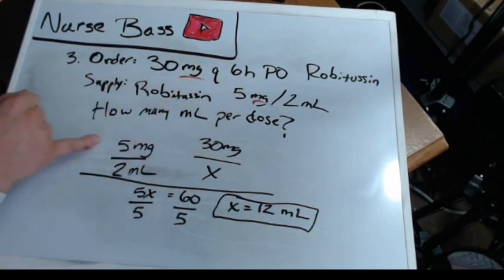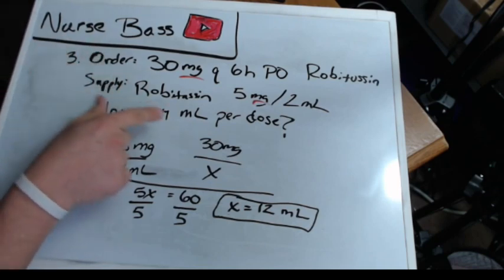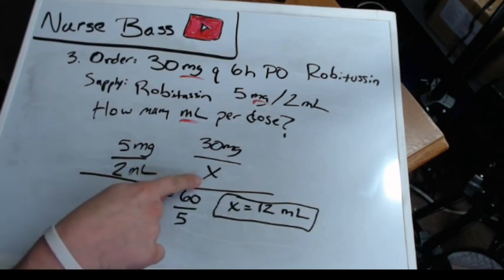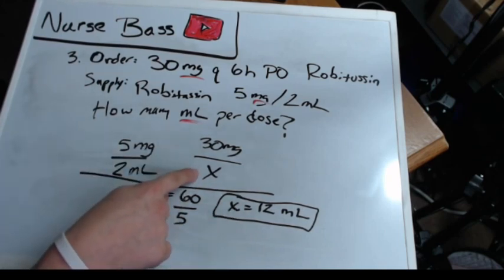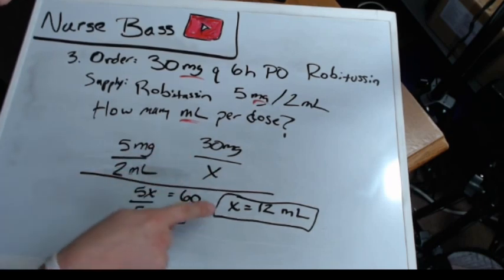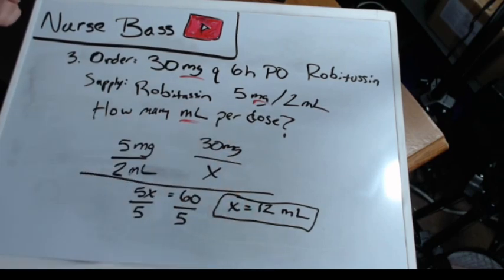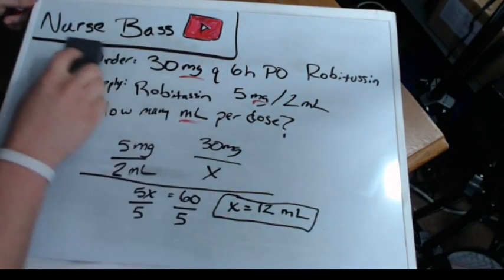So we knew that 5 milligrams was in 2 mils. We knew that our order was 30 milligrams. The unknown was our milliliters. Since milliliters are on the bottom here, milliliters are going to be on the bottom over here. You simply cross multiply. 5 times X is 5X. 30 times 2 is 60. You divide by 5 on both sides. And what you're left with is X. Remember again, X was your milliliters. X equals 12 milliliters. And that is 12 milliliters per dose. Okay? Very good. I hope that one made sense as well.